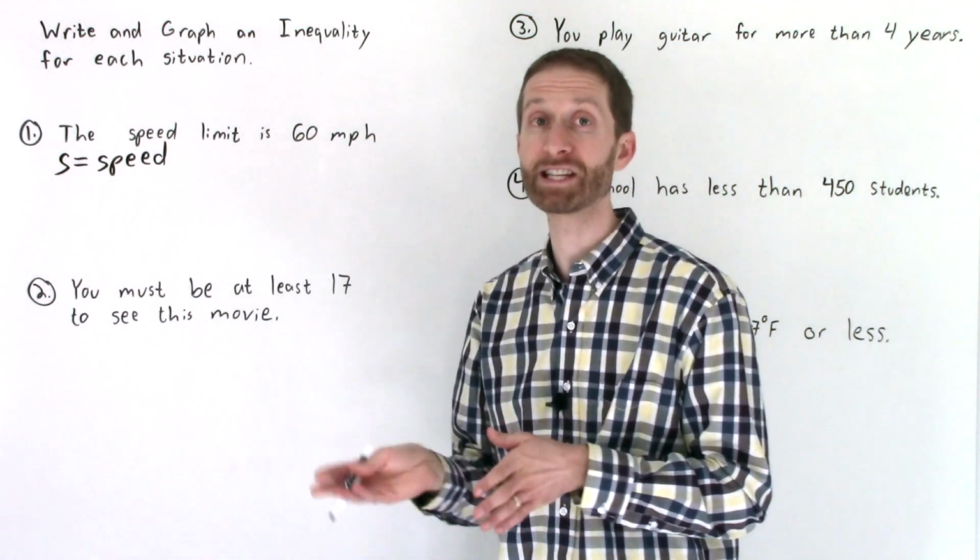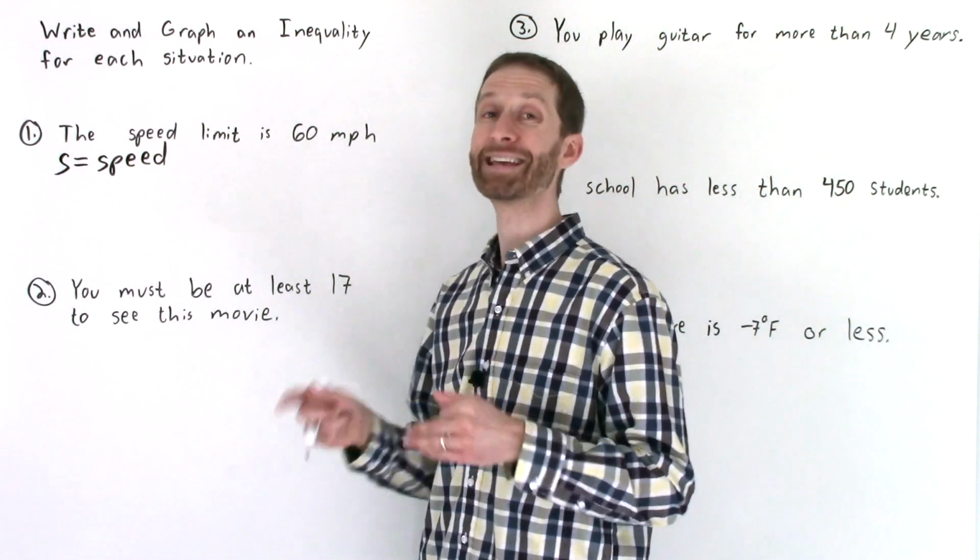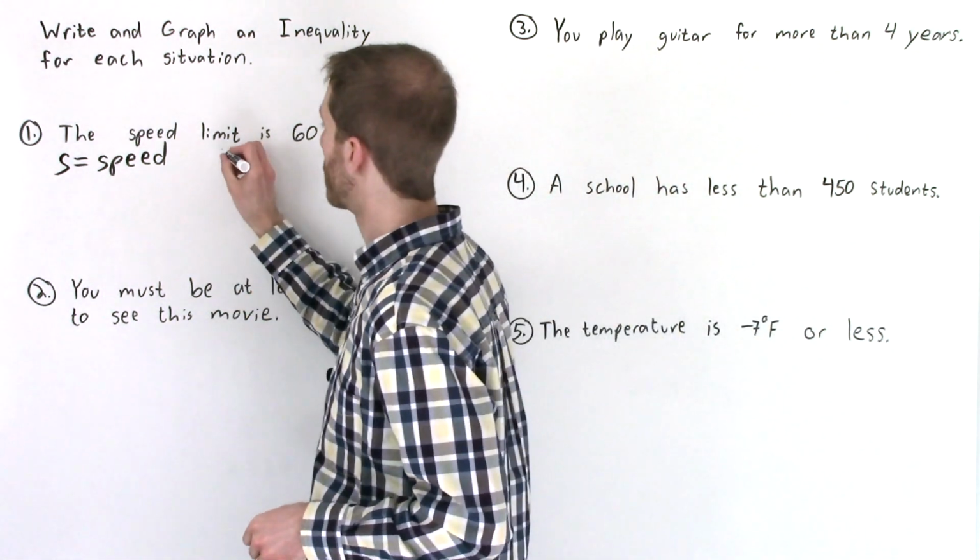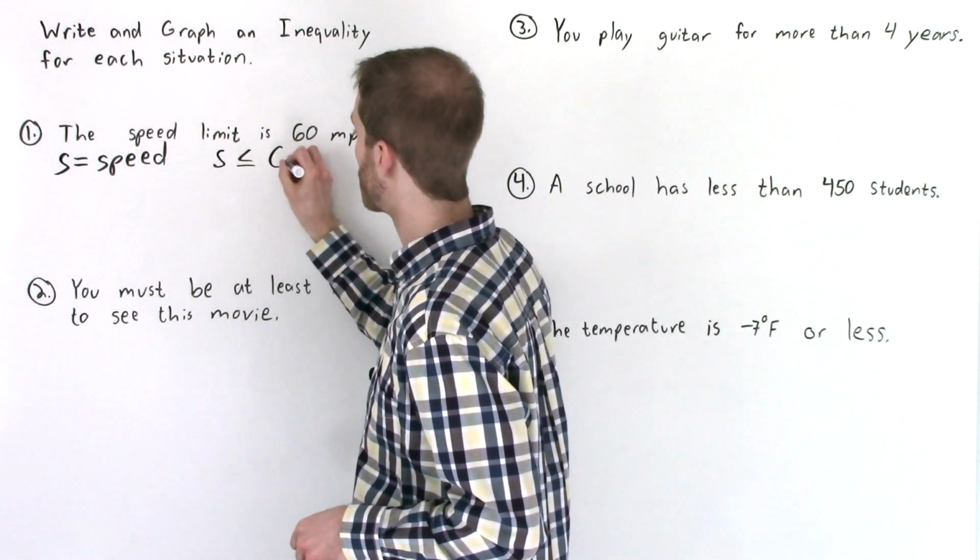Now from here, we've got an inequality. Our speed can be 60 or less. So the speed is less than or equal to 60. So s is less than or equal to 60.